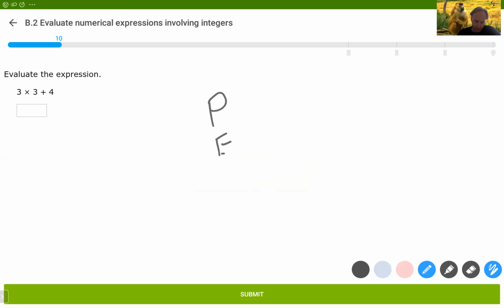Parentheses, exponents, multiplication and division left to right, and then addition and subtraction left to right. We start with multiplication and division is above addition and subtraction, so we do that first. And of course, we have 3 times 3 is 9, plus 4, which is 13.